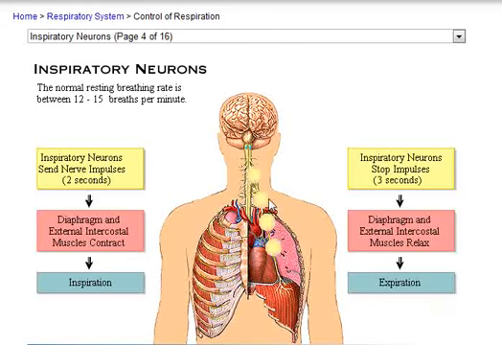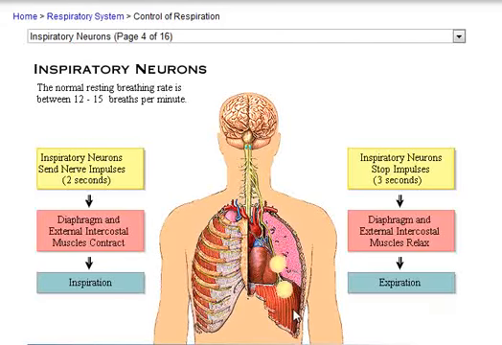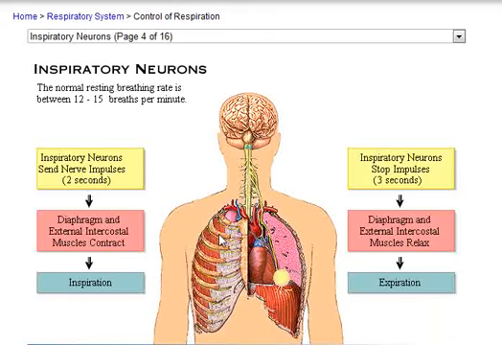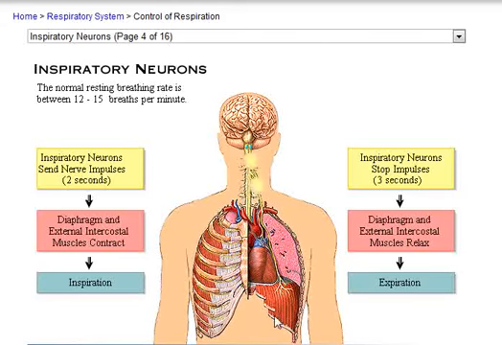Alright, so here we see the nerve impulse going down to the muscles, breathing in and breathing out. Notice how the chest cavity is expanding and contracting.